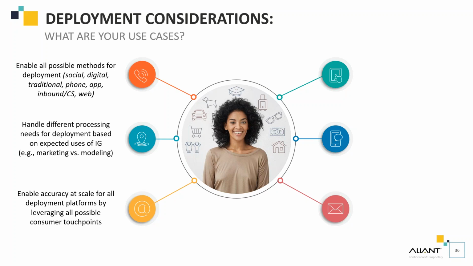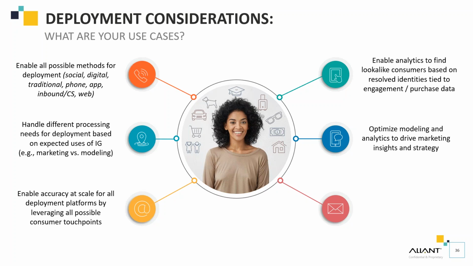Another consideration, do you want to reach more of your best customers and prospects by leveraging every available consumer touch point and accurately resolve to optimize the omni-channel experience? If so, this would entail the continual update and addition of more identity markers to continuously achieve relevant scale. Other brands may want to leverage the identity graph to provide the ability to find lookalike consumers based on resolved identities tied to engagement and purchase behavior. Another use case is for an identity graph to improve attribution of your campaigns by resolving identity through multiple touch points. And some brands use an identity graph to optimize modeling and analytics.